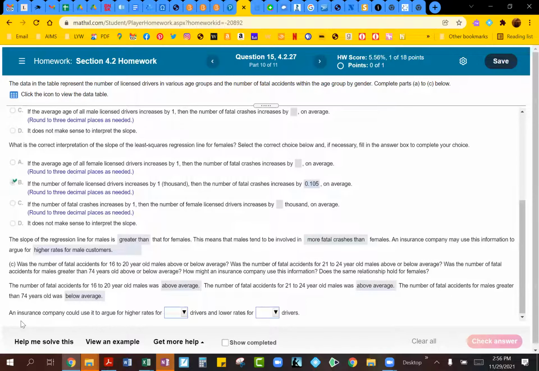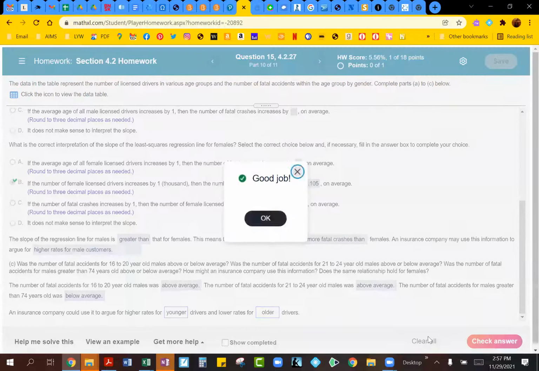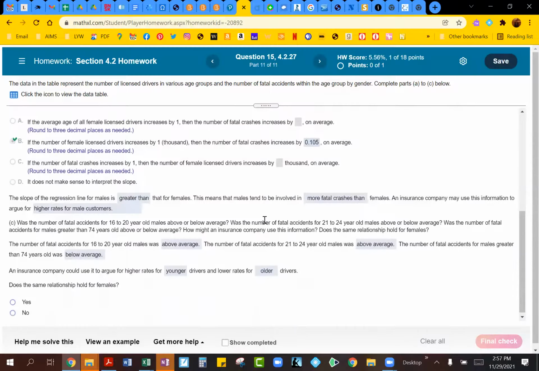Okay, so now they're asking, how will the insurance company use this information? The insurance company could use it to argue for higher rates for which generation, the older or the younger? Who would they want higher rates for? Younger. Yeah, because obviously they have more accidents happening, and lower rates for the older ones because they're not having as many accidents. So again, how do you interpret that information?